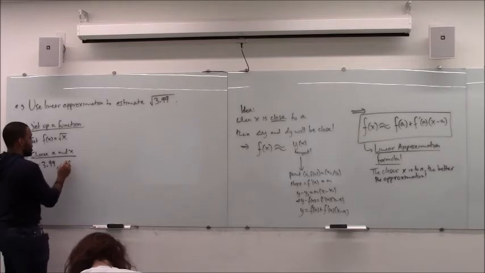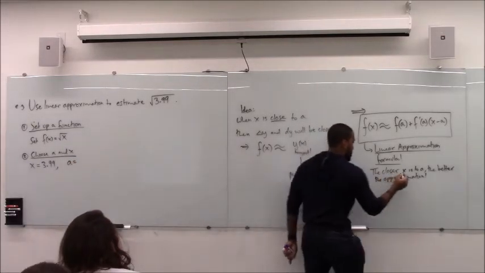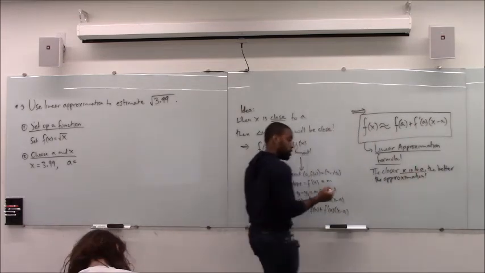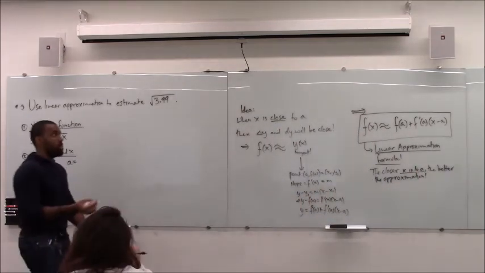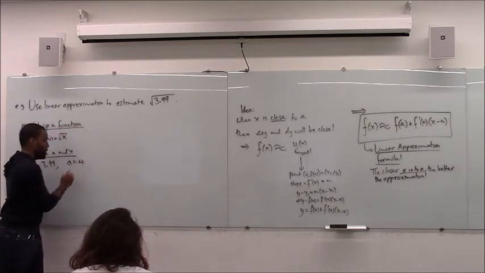Now your a is going to be, the closer x is to a, the better the approximation. So now your goal is, can I think of a number that's super close to 3.99 for which I know the value? Yeah? 4. That's going to be the obvious choice.